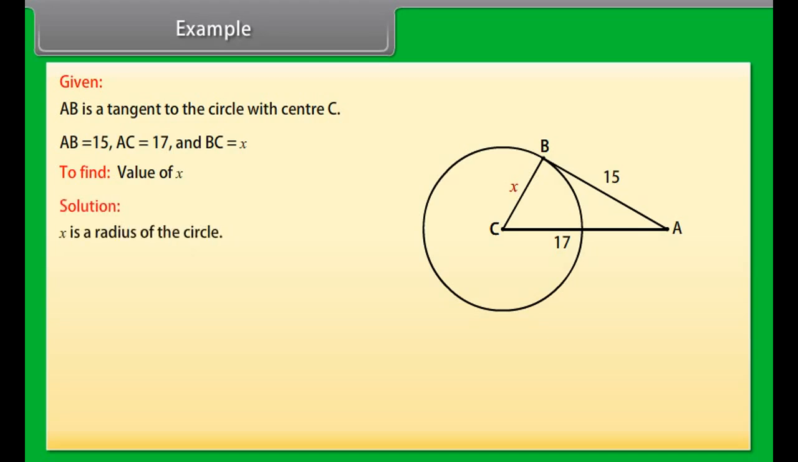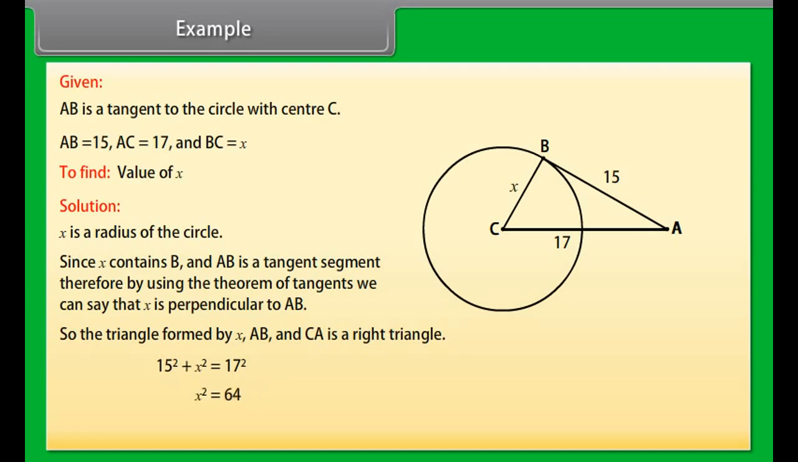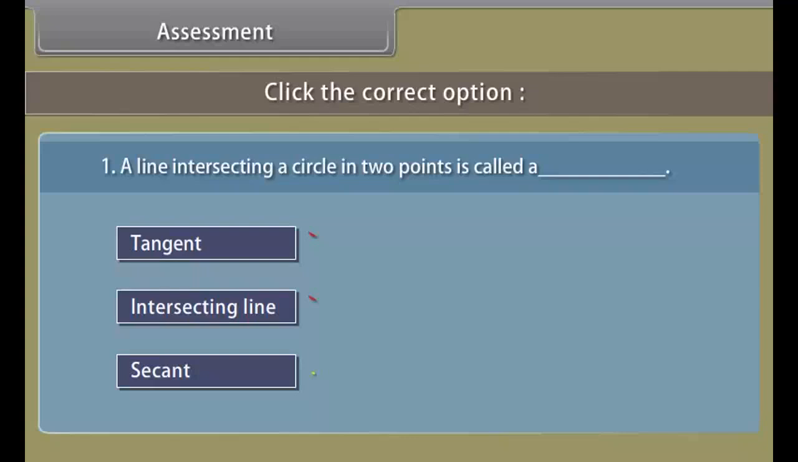We can see that x is a radius of the circle. Since x contains B and AB is a tangent segment, by using the theorem of tangents, we can say that x is perpendicular to AB. So the triangle formed by x, AB and CA is a right triangle. Now by using the Pythagoras theorem, we get 15 squared plus x squared is equal to 17 squared, or x squared is equal to 64, which gives us x as 8.